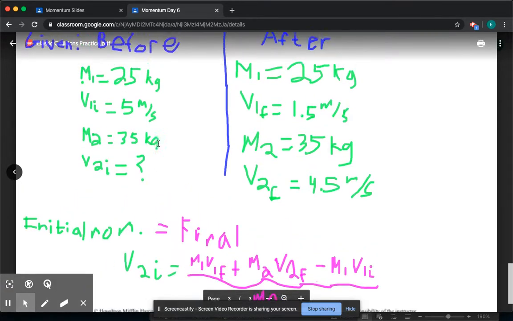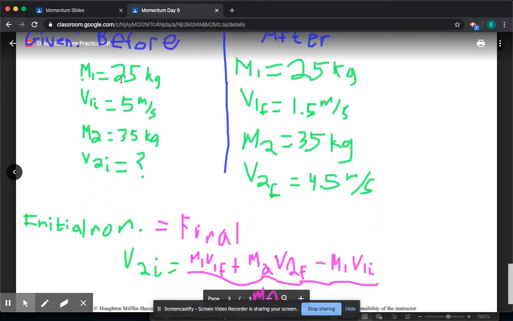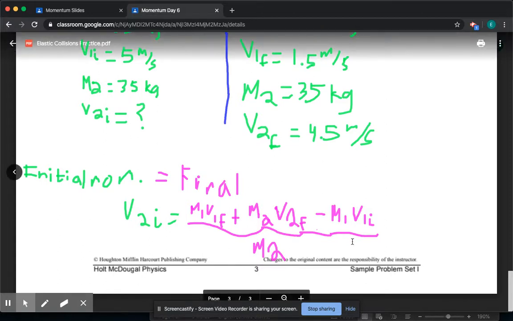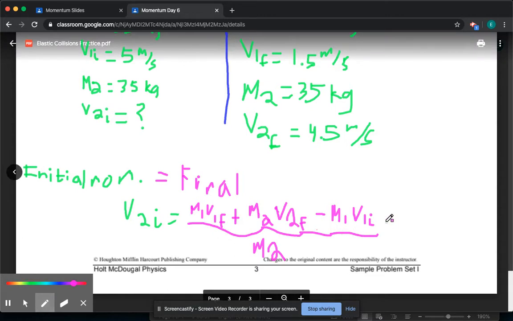So you have all the information you need. You just have to plug everything into the calculator. Everything is up above. You know M1, you know M2, you know V1I, V1F, and V2F. If you plug everything in correctly, you are going to get that V2I is equal to 2 meters per second. That is going to be your answer.